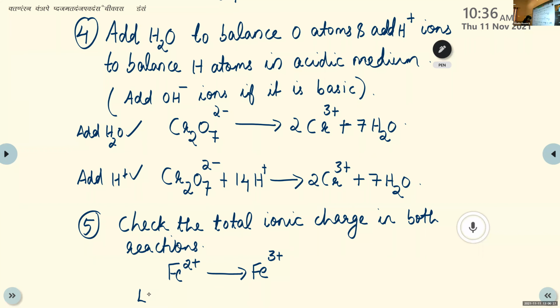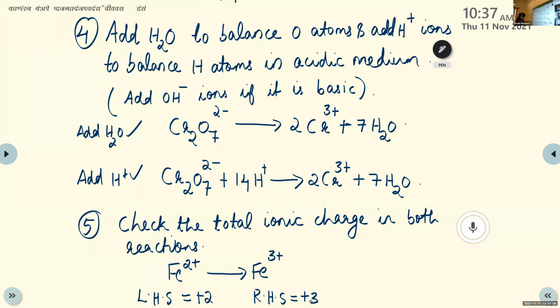On the left hand side, what is the total ionic charge? How can we determine the total ionic charge? Look at the charge given in that element. What is the value here? Here only one Fe, right? So 1 into 2+. So +2 is the total ionic charge on the left hand side. And what about the right hand side? It's +3, right? So to make it balanced, what will we do? We need to add electrons.